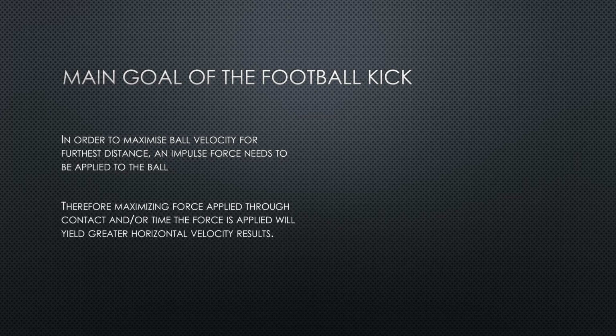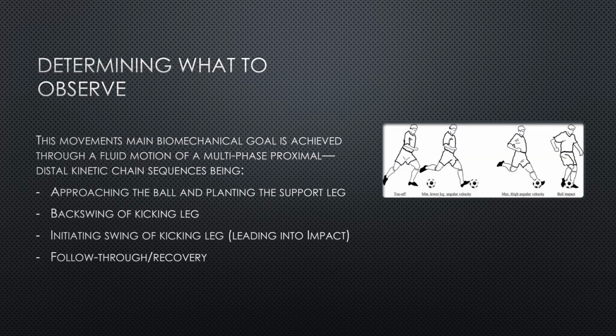To do so effectively, the performer must coordinate a sequence of movements across multiple joints and planes, producing an efficient proximal to distal kinetic chain. Each phase of the kick contributes uniquely to the generation and transfer of energy from the trunk and the thigh through to the foot and ultimately to the ball. This movement can be divided into four key phases: the approach and plant, the backswing, forward swing, and the follow-through or recovery. Each phase contains critical features that collectively determine how efficiently force is produced and transferred.